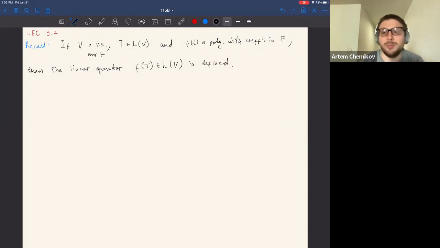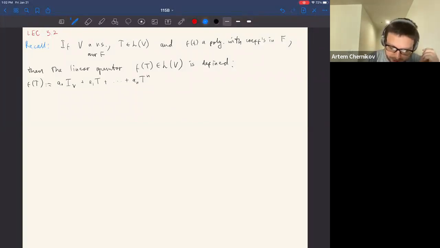So intuitively, we just utilize this linear operator as if it was a value of the variable of the polynomial, right? So it's defined as f of T equals a0 times the identity operator on V plus a1 times T plus etc. plus an times T to the power n, okay? Where, of course, whenever we write the power of a linear operator, this is the composition. So this is T composed with T, etc., composed with itself n times. So the point is that f of T is also a linear operator defined in this manner. All right, so this was where we stopped last time.